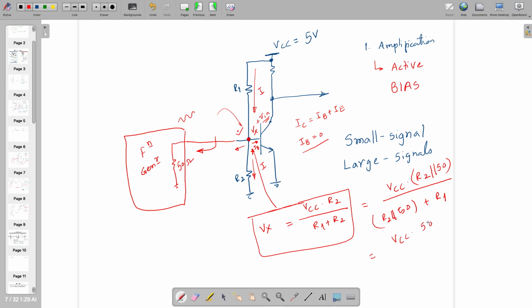By the way, I am telling you one more thing. You must have seen it in your school textbook: R1 and R2 have to be very high values, in megaohms or maybe hundreds of kilo ohms, just to make sure that IB is 0. So this is a very big value compared to 50 ohm. 50 is winning, so R2 in parallel with 50 is going to be approximately 50. So that is what I am writing here: 50 plus R1. So you are not going to see exactly what you wanted to see, but you will see a much lower value than what you were expecting.